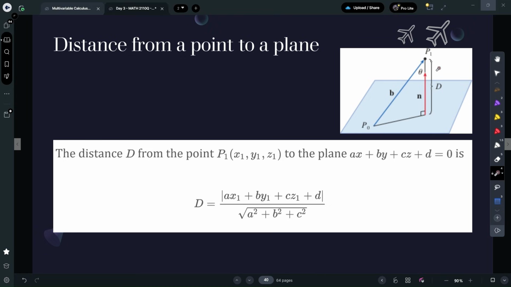So how we actually do that is by finding the equation of the line that goes from P1 in the direction of the normal vector, and then find what point is in the plane on that line, and then find the distance between that point and the point P1. I'm not going to elaborate on how the formula comes about, but here is exactly the formula that one gets. The distance from a point P1 to the plane given by this linear equation is exactly this formula. So let's see an example.